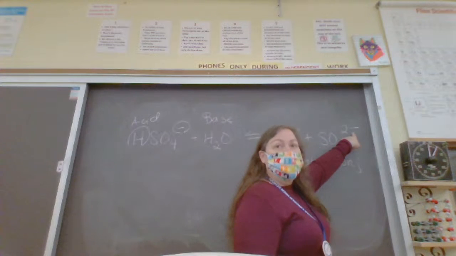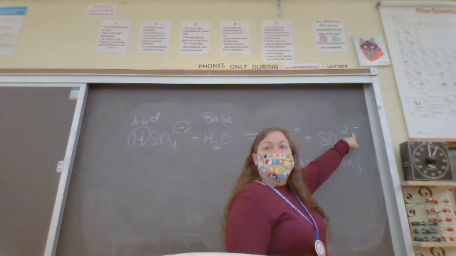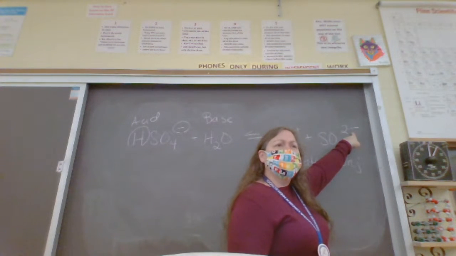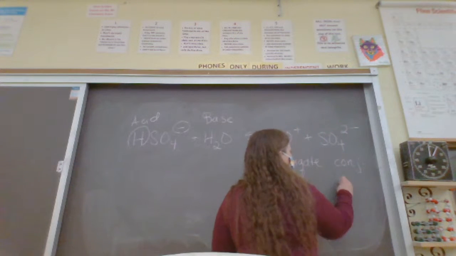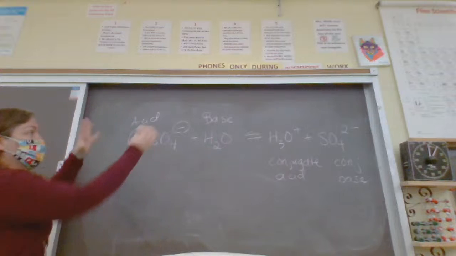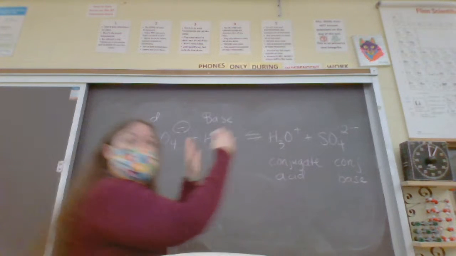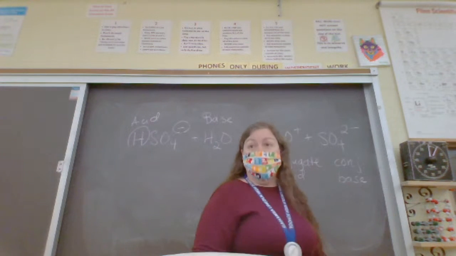How about this guy? Well, it's negative, isn't it? It can act like a base. Can it act like an acid? No, it doesn't have an H to give away. So it only makes sense to call this one a base. We're going to call it a conjugate base. So on this side, you have your acid and your base. On the product side, that's where your conjugates will be.